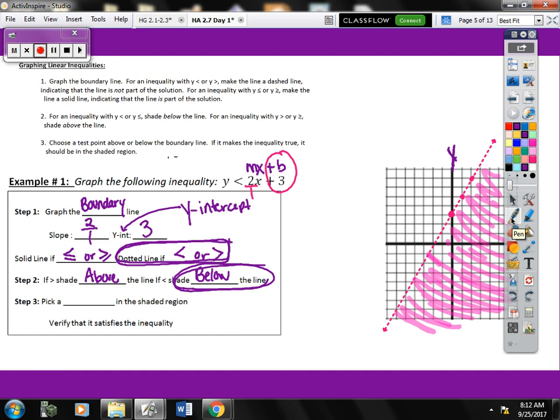And then the last thing that you are supposed to do is to pick a test point, which is a point that falls in the shaded region, and we'll plug it in for x and y in our original and make sure that it is true. You can pick any point that falls in here. Does anyone have a suggestion of an easy point that would be easy numbers? 0, 0. If the origin falls in the shaded region, I always pick it because it's easy to plug in 0 and 0. So that would be 0, 0 for our test point. Again, this is x and y.